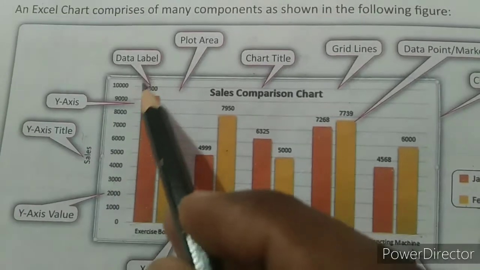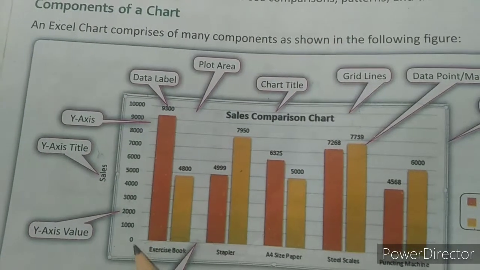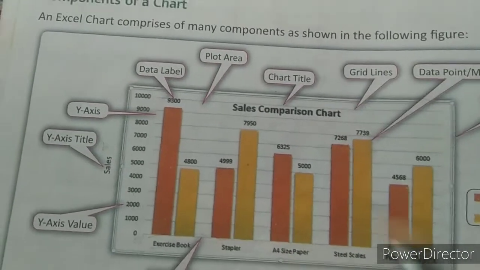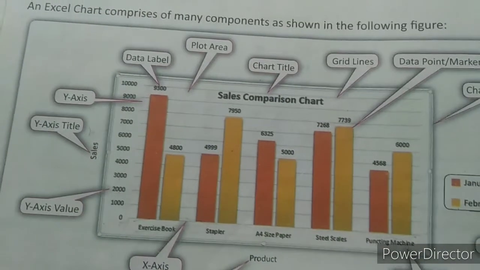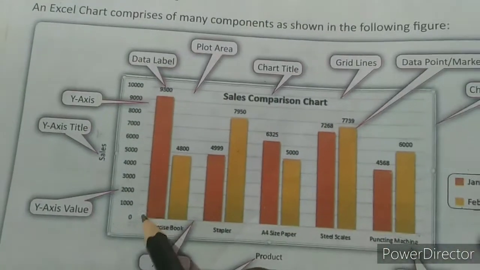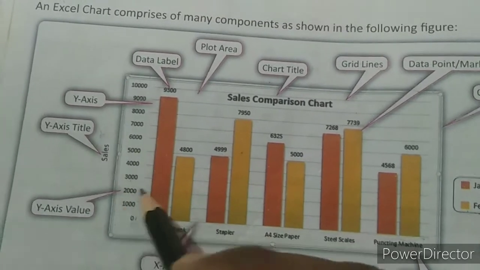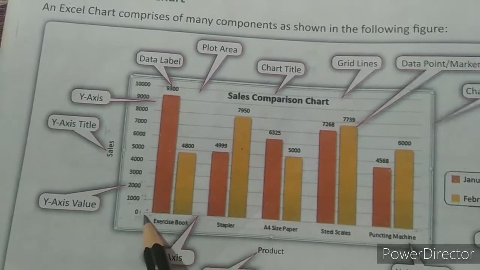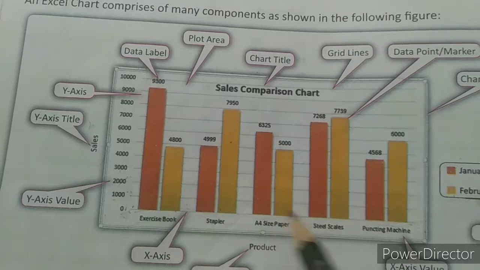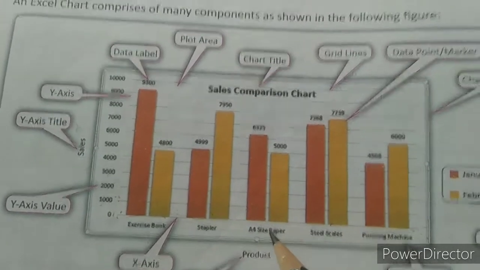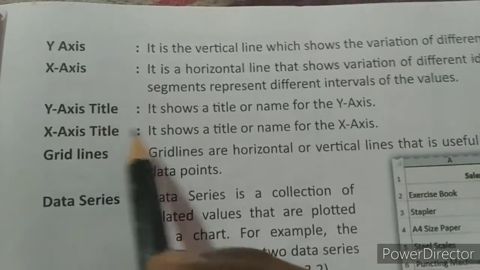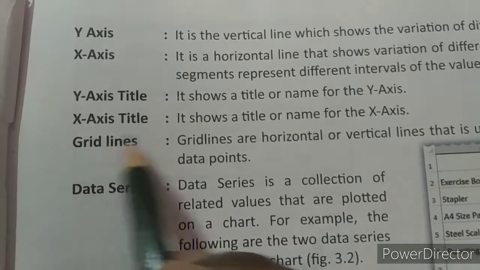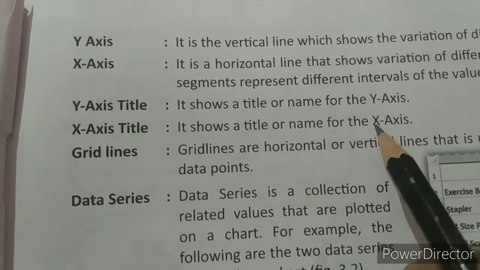Here you can see this is the y-axis and this is the x-axis. Their length and height show different values, right? You can see here this side shows 1000, this side shows 2000, this side shows 3000. It means different intervals have been given, and different data has been shown on different lengths, right? And the y-axis title shows the title or name for the y-axis, and the x-axis title shows the title name for the x-axis.